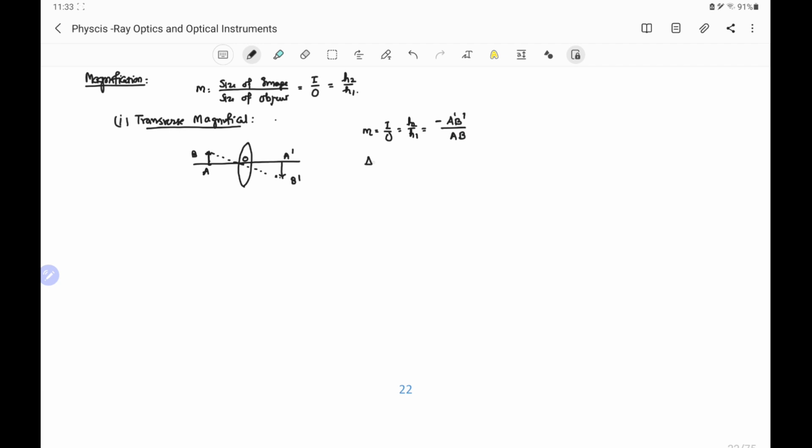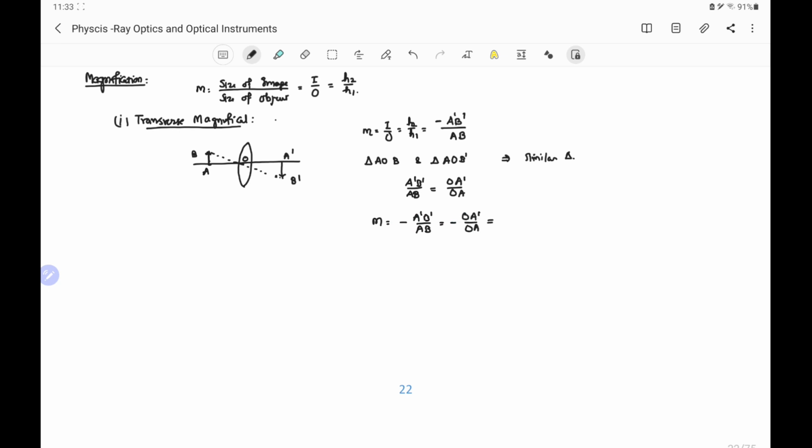Now in triangle AOB and triangle A dash OB dash, which are similar triangles because all their corresponding angles are equal, for similar triangles, their corresponding sides ratio will be equal. So we can write that A dash B dash by AB will be equal to OA dash by OA. Therefore, magnification will be equal to minus A dash B dash by AB. It will be equal to minus of OA dash by OA.